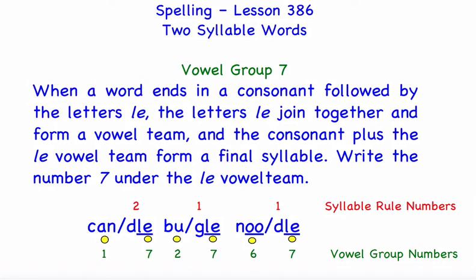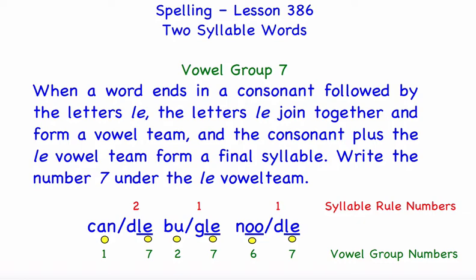We are in lesson 386, and we are now working with a new vowel group, which is vowel group 7. Vowel group 7 is a situation when a word ends in a consonant followed by the letters LE. The letters LE join together and form a vowel team, and the consonant plus the LE vowel team form a final syllable. Write the number 7 under the LE vowel team.